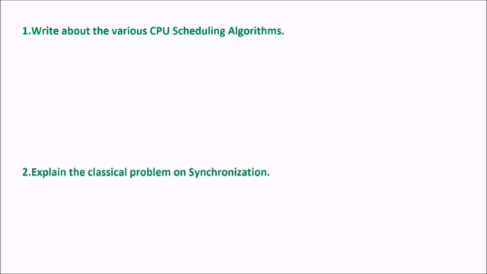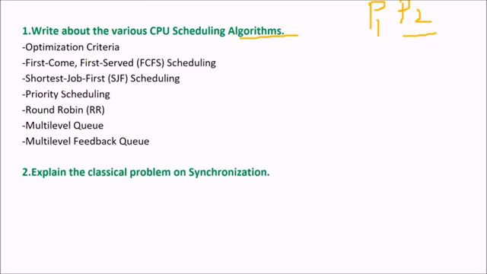Now you have to write about various CPU scheduling algorithms. There are various CPU scheduling algorithms because there are various processes, and when a number of processes are there, they have to be scheduled. So we need to answer in this manner. First of all, we can say that we need an optimization criteria. For that, we need the CPU scheduling algorithm; it has to be optimized and efficient. For this, there are various scheduling algorithms: first come first serve, FCFS, shortest job first, SJF, priority scheduling, round robin, multi-level queue, and multi-level feedback queue.